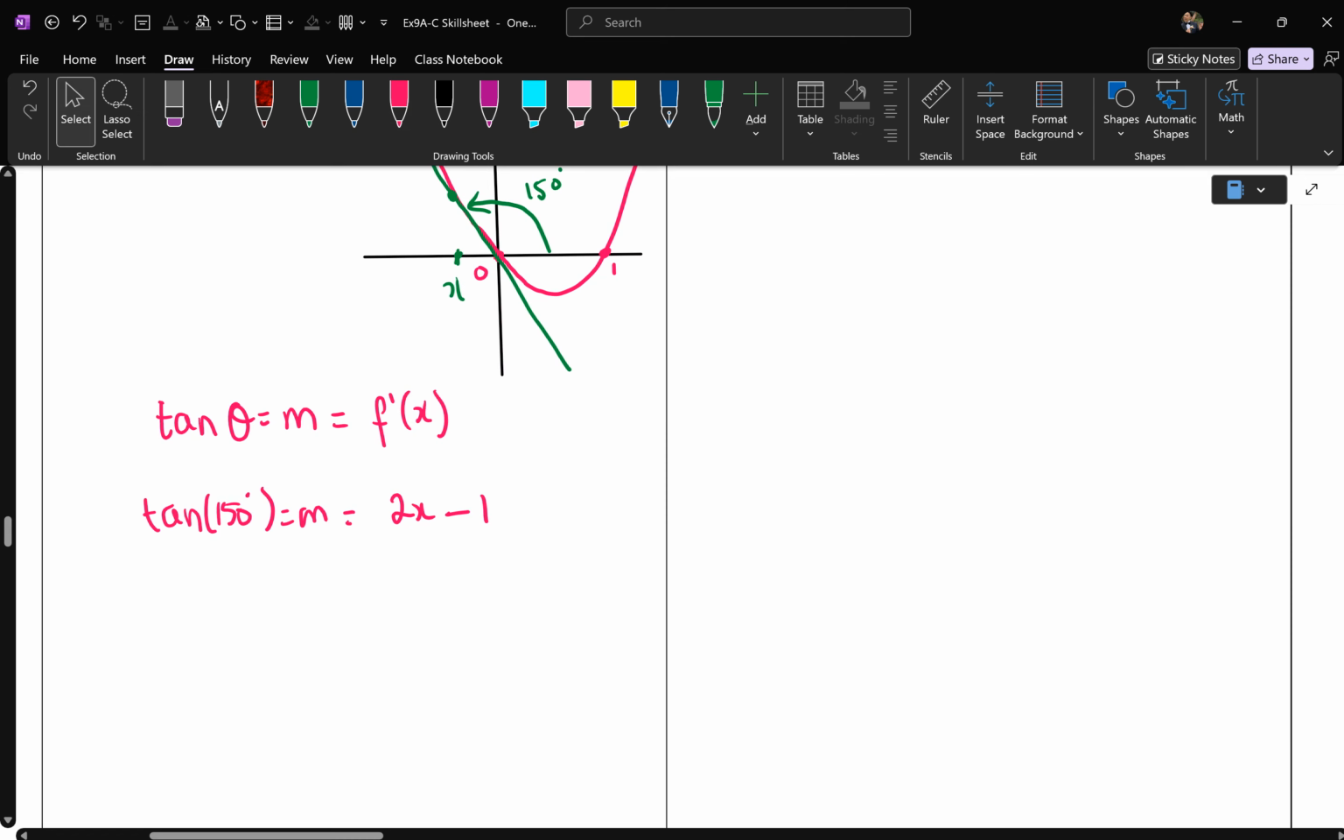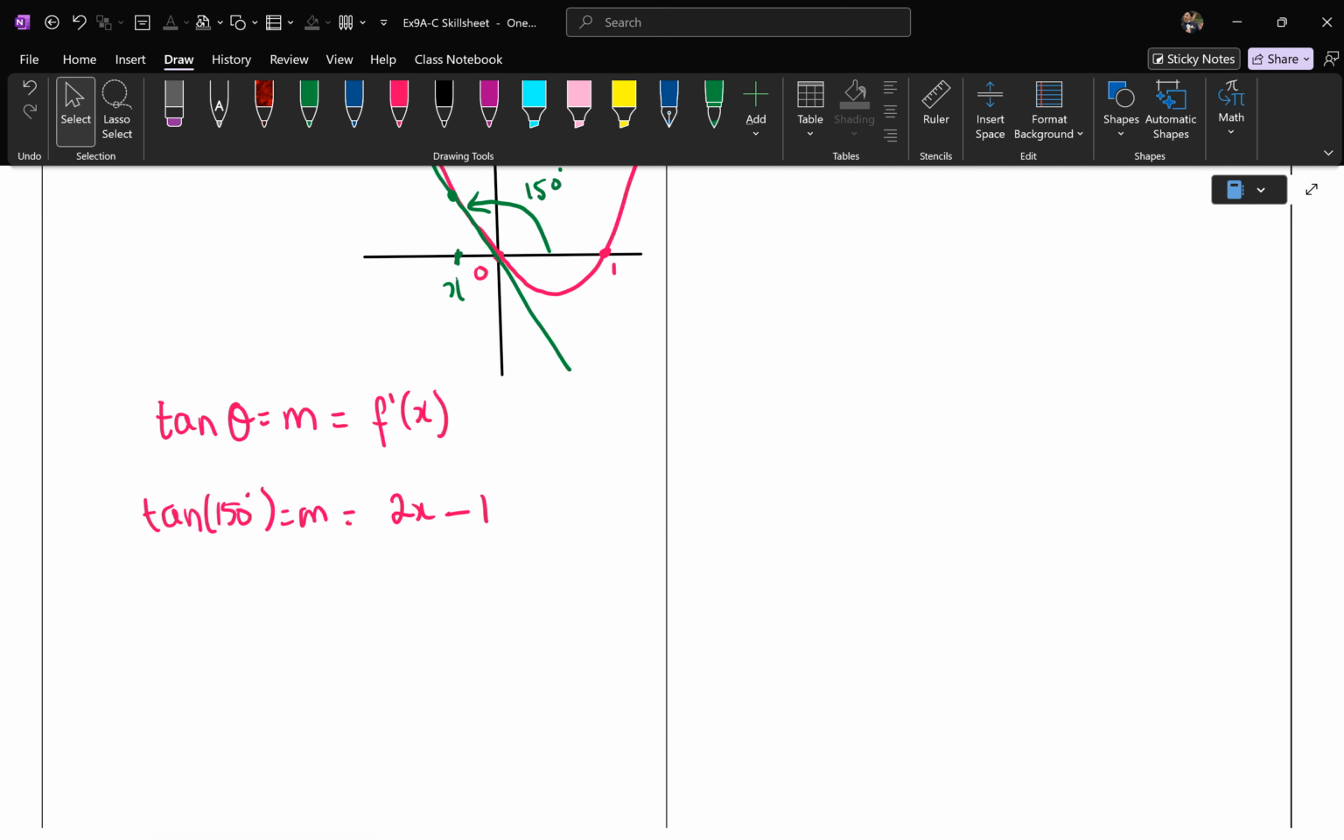So tan of 150 degrees. What's that? That's tan of 30, isn't it? Yeah. 1 on root 3. But negative 1 on root 3.